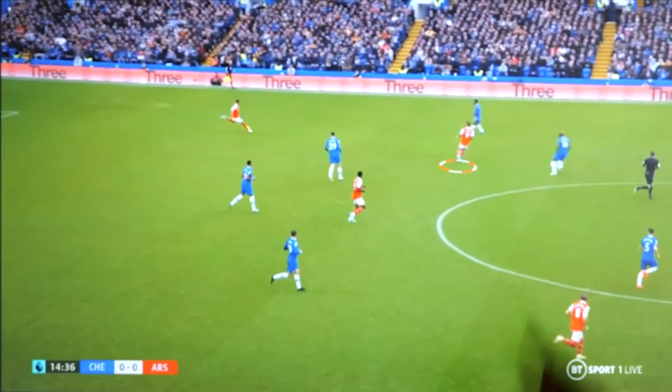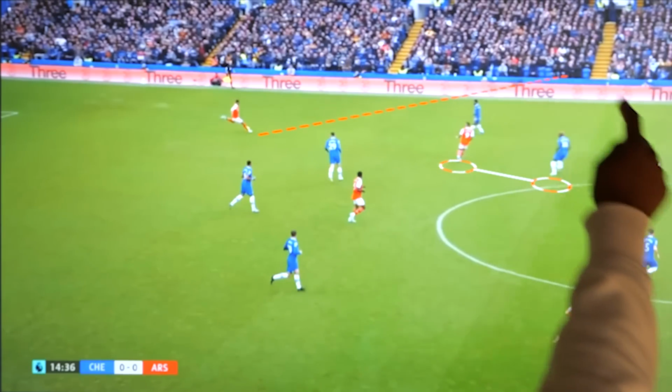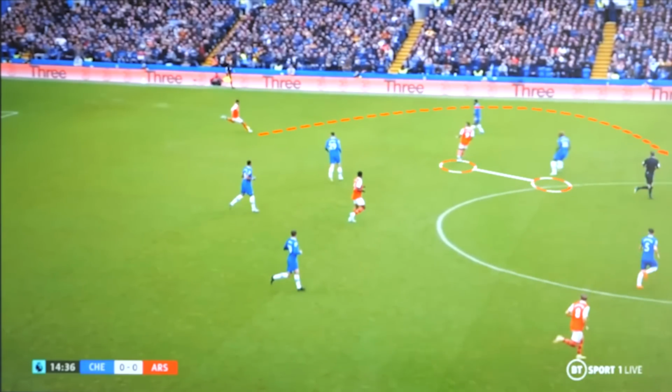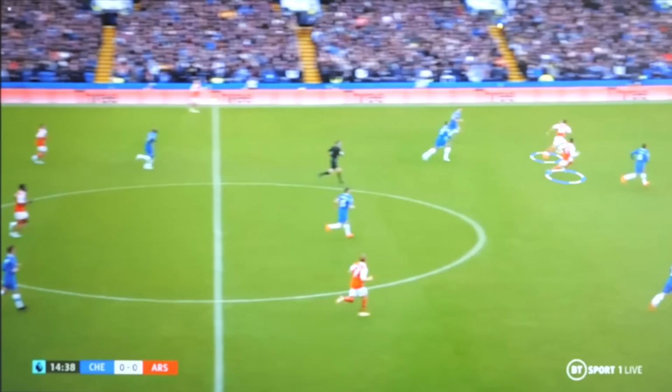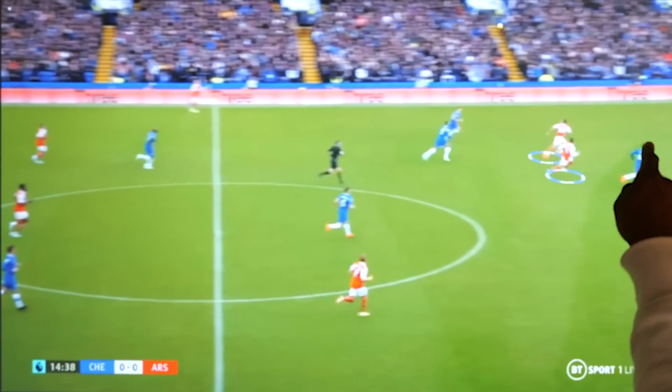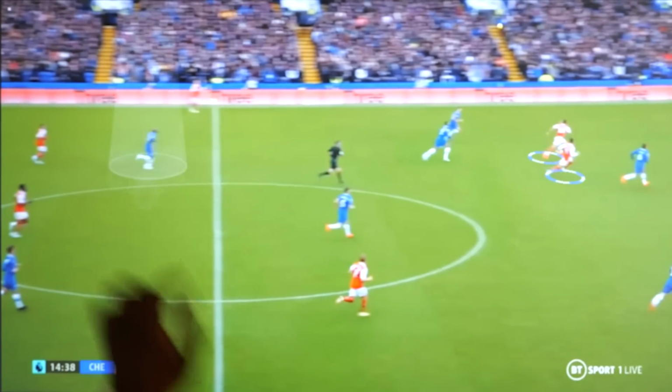Jesus has dropped deep once again, and Chalobah has come all the way with him. And already, Gabriel is looking to complete the long pass over the top. Both Xhaka and Martinelli are making the runs into that hole vacated by Chalobah.